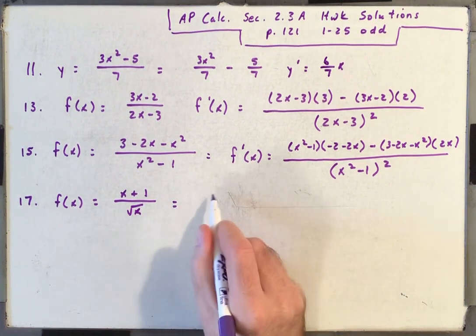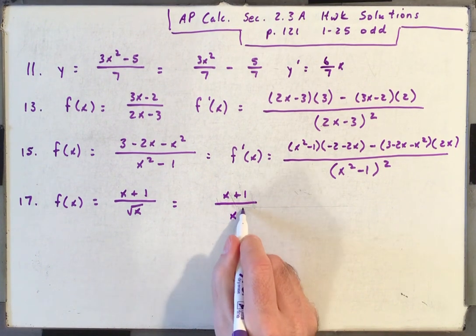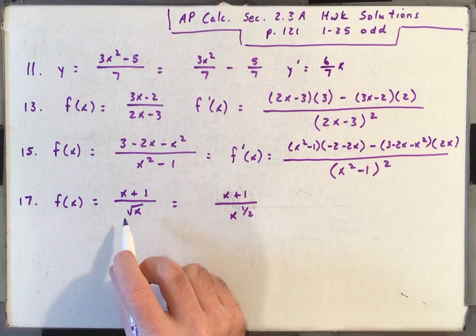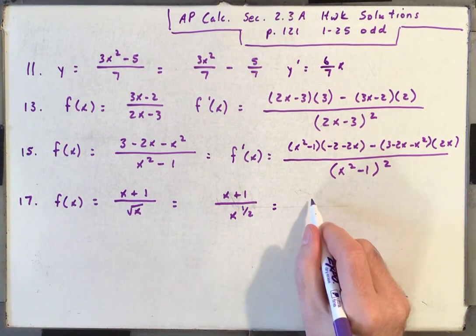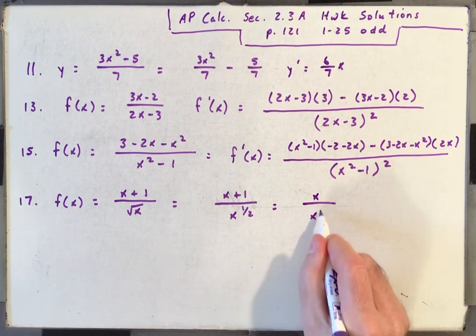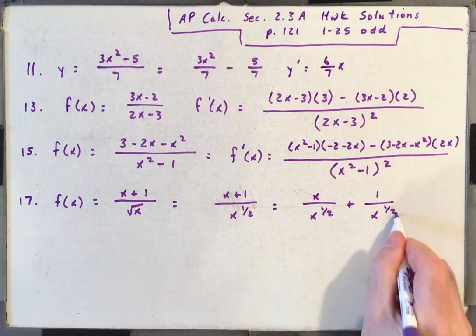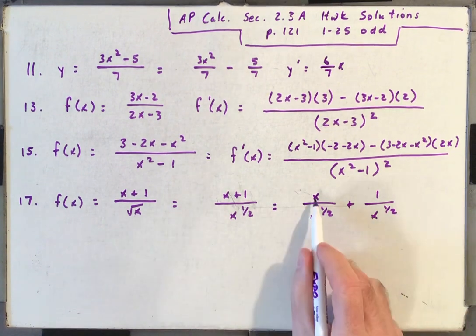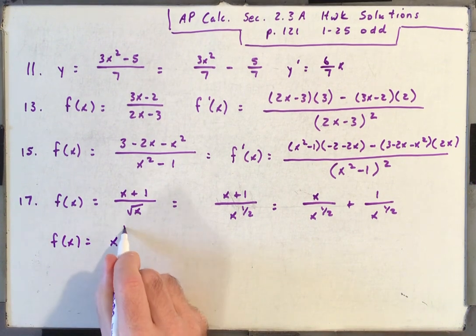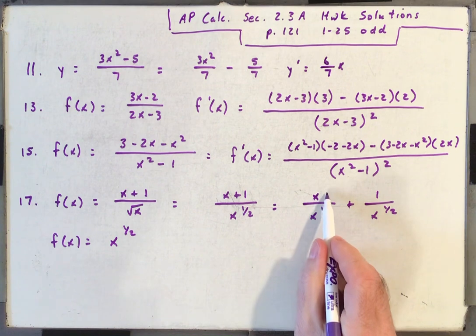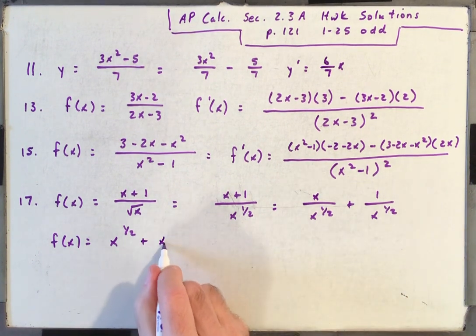Okay, so this is number 17, x plus 1 over x to the 1/2. I would probably, instead of using the quotient rule, because honestly I try to avoid the quotient rule if I can, write it as x over x to the 1/2 plus 1 over x to the 1/2. That's the same thing. x over x to the 1/2 is just x to the 1/2. Remember, you subtract the exponents, that's 1 minus 1/2. And then plus x to the minus 1/2.